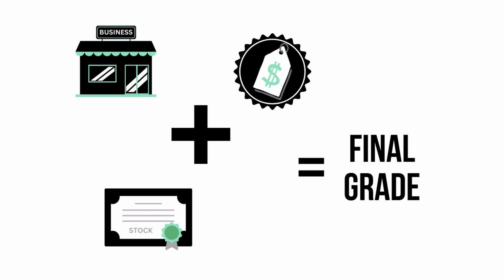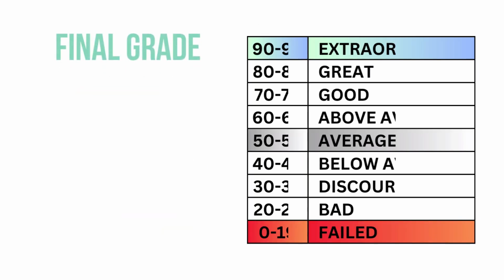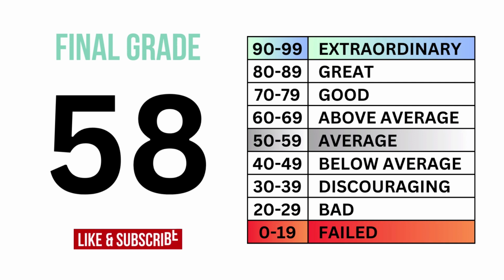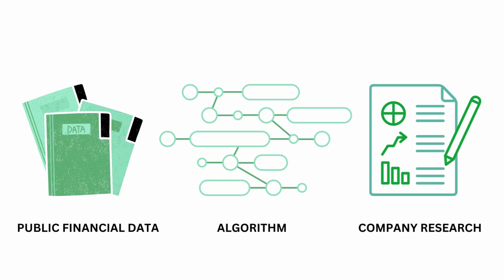By combining the business, the stock, and the price, we can get the overall outlook of the company, which gives us this final grade and its type of investment. This analysis uses public financial data, research, and a proprietary algorithm to come up with the company's grades.